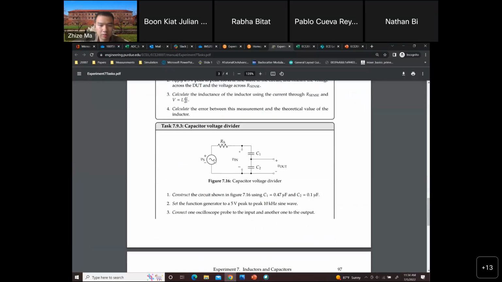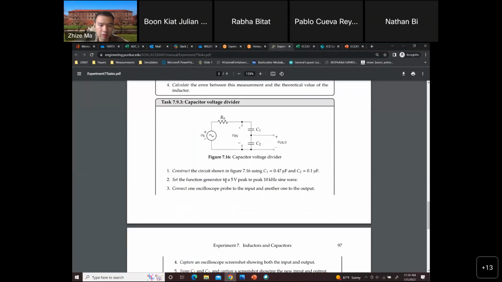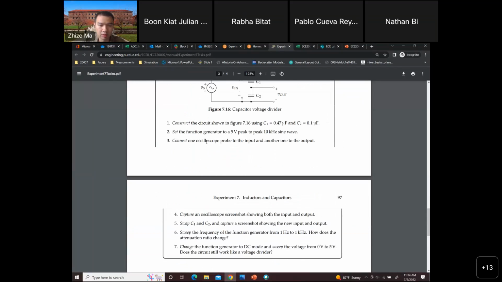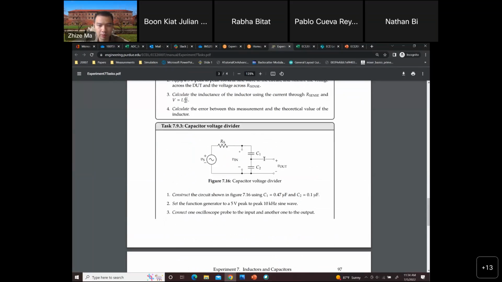All right, then task 3 is pretty simple. You've done something similar before, which is a voltage divider circuit. You've done the voltage divider, which is just two resistors in series. Here, you just change the resistor to a capacitor. Then for the function generator, you will use the AC signal with those two parameters and use the oscilloscope to check the input and output.